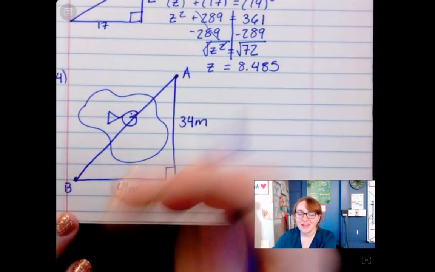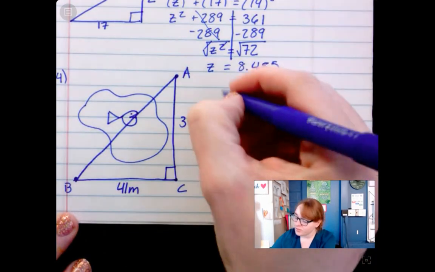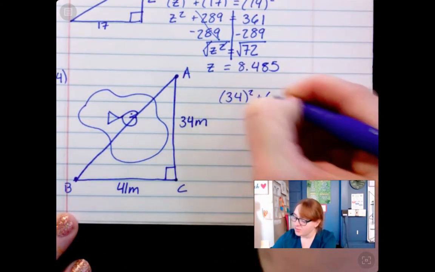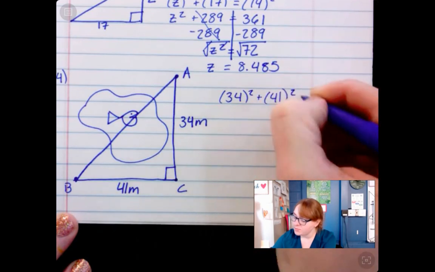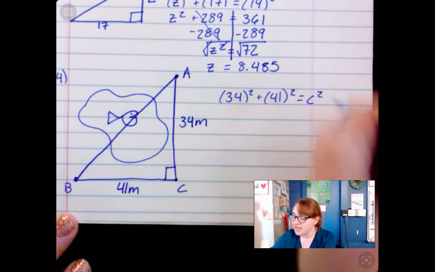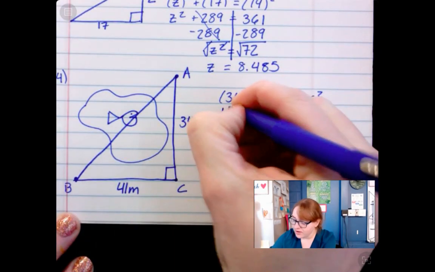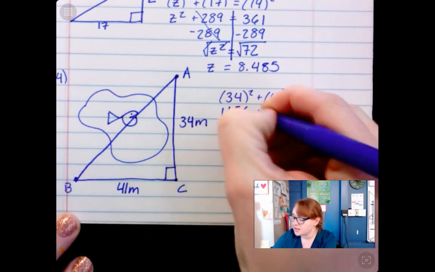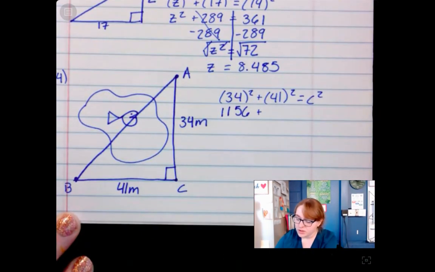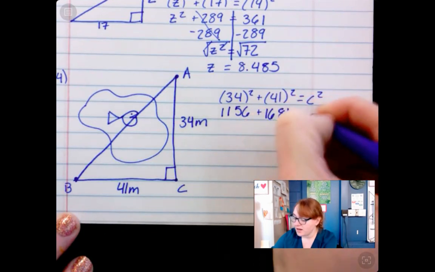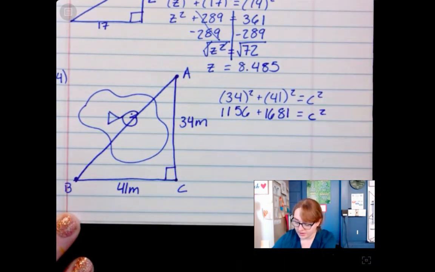We have our two legs. We want to find our hypotenuse. So I'm going to go ahead and plug in 34 in place of A, 41 in place of B, and just C in place of C. So 34 squared gives us 1,156. 41 squared gives us 1681, and that is still equal to C squared.